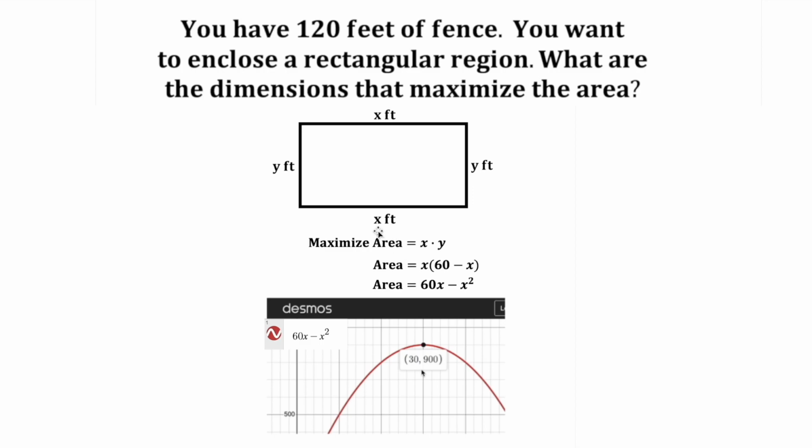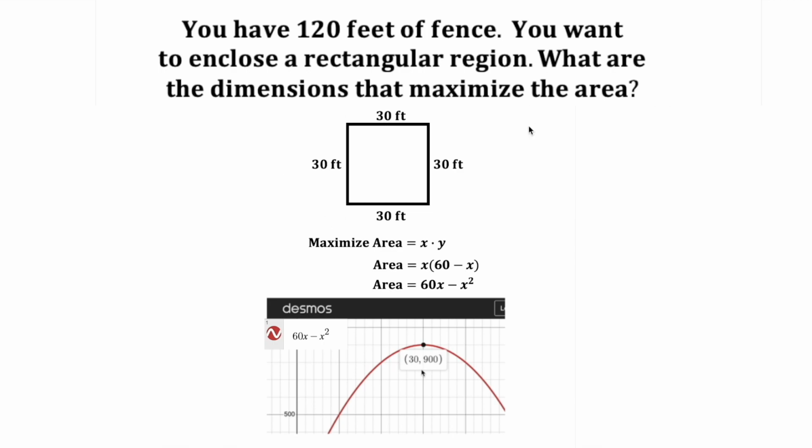So going back to this, if we change these x's to 30, and then for y, we plug in 60 minus x, plug in 30 for that x, we get 30 as well. And this is the 30 by 30 square we had from earlier that gave us an area of 900. How exciting.